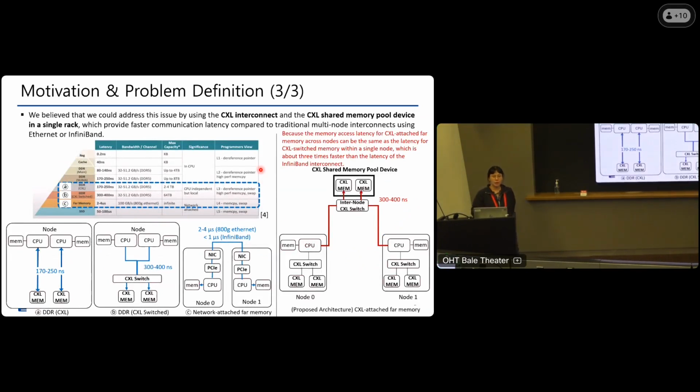And we believe that we could address this issue by utilizing the CXL interconnect and the CXL shared memory pool device in a single rack, which provides faster communication latency compared to traditional multi-node interconnects such as Ethernet and InfiniBand. Because the memory access latency for CXL attached shared memory across nodes can be the same as the latency for the CXL switched memory within a single node, which is about 3 times faster than the latency of the InfiniBand interconnect.